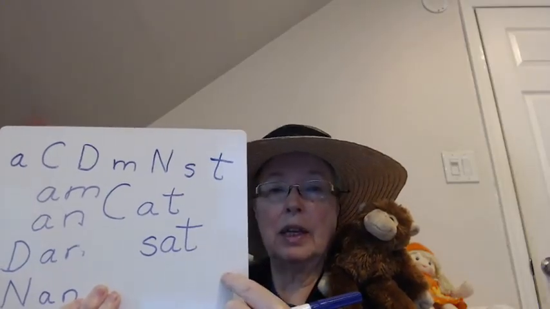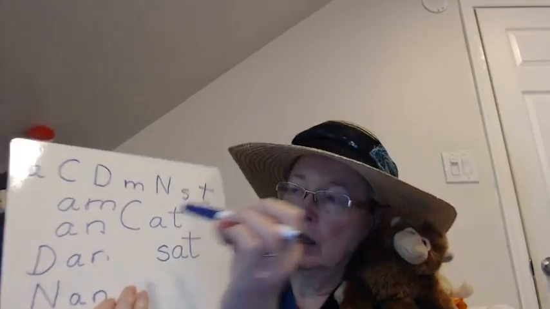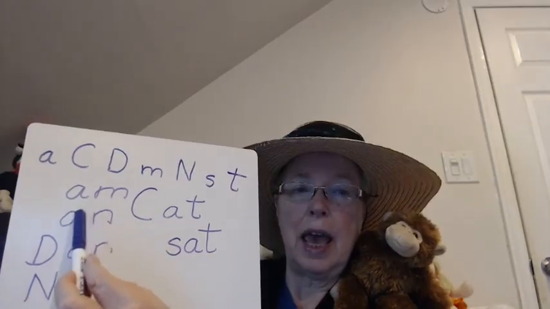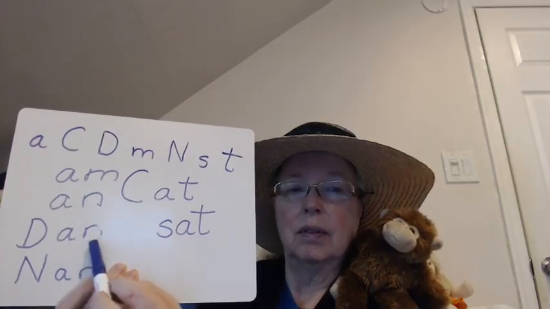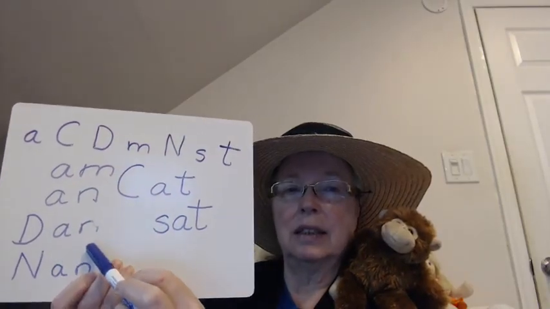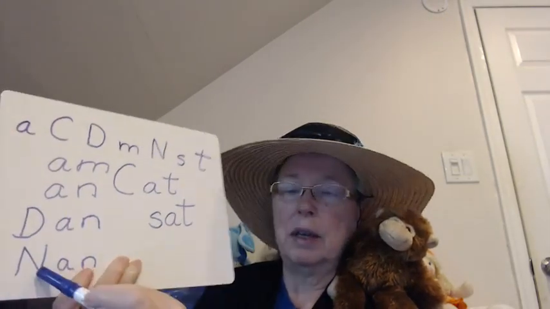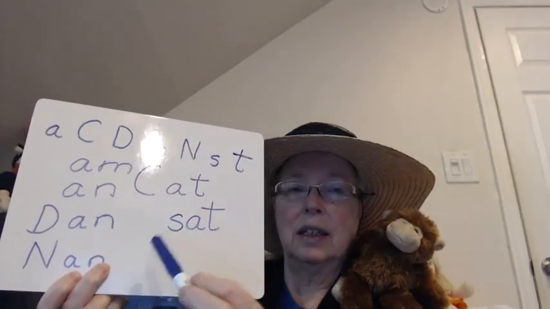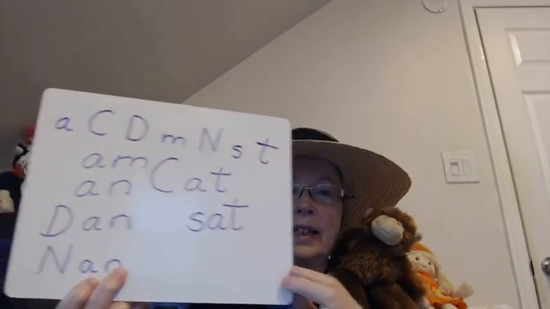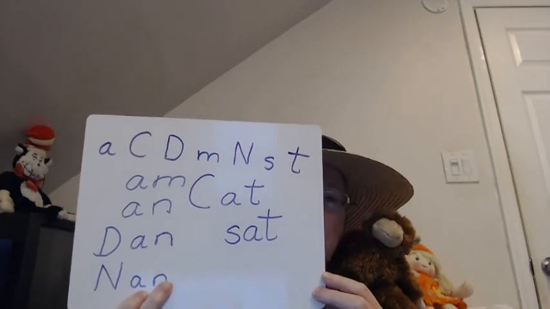All right, let's go over these words and names because this will appear in our story. We have am, an. We have Dan, and that N needs to be a lot better than that. We have Nan. We have cat. And we have sat. These names and words will appear in our first story.